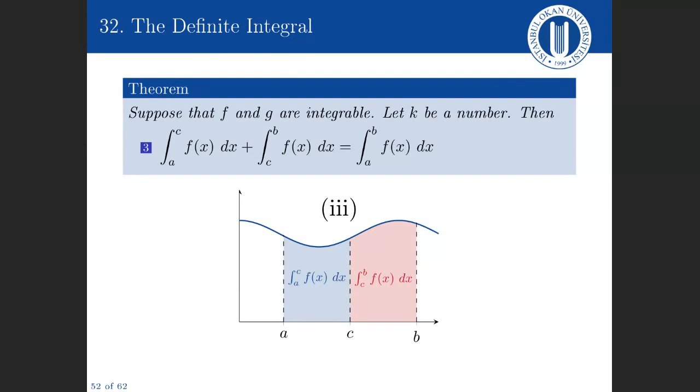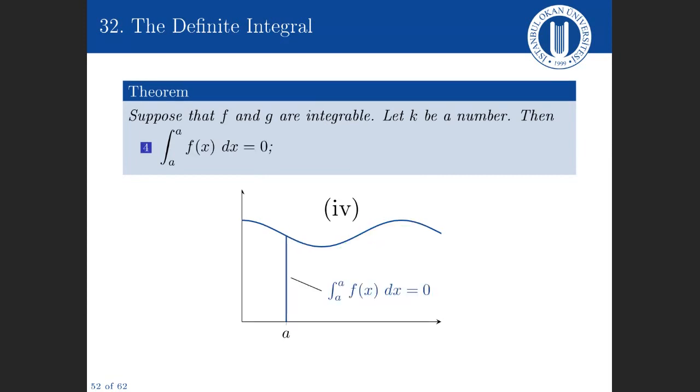Instead of integrating from a to b, we might do two smaller integrals. We might integrate from a to c first, and then integrate from c to b. And I'm saying the blue area plus the red area is the same as all of this green area. If the limits are the same, the integral from a to a, we would have something which looks like this. We would have an area of width 0. In other words, the definite integral is equal to 0, because the area of this line is equal to 0.